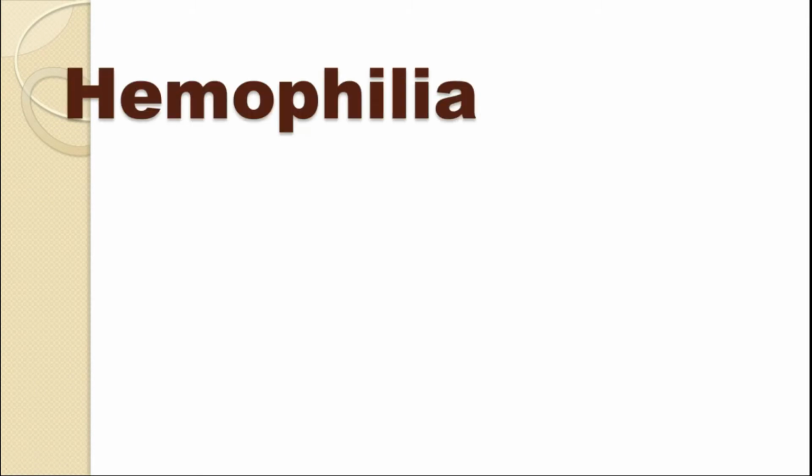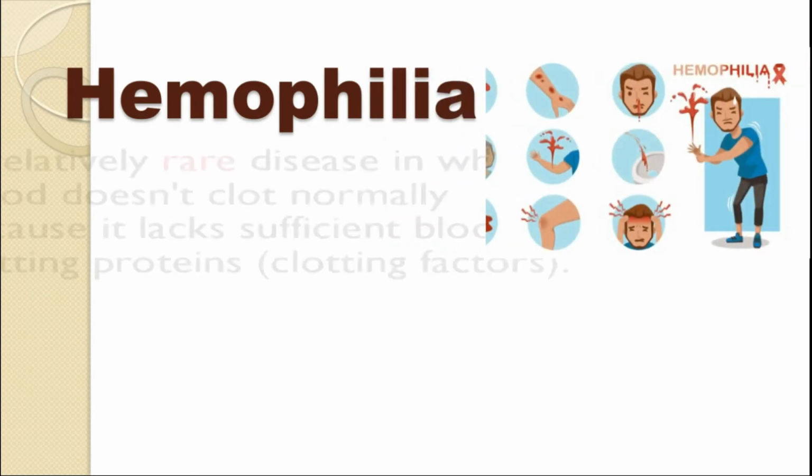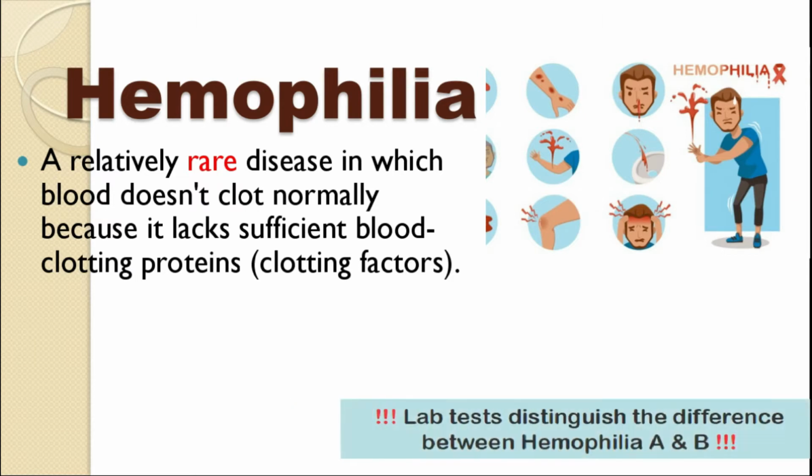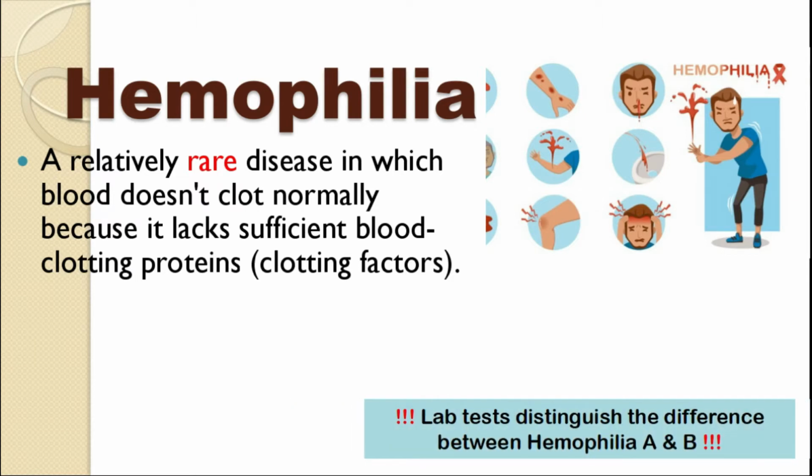Now, let's move on to hemophilias. Hemophilia is a relatively rare disease in which blood doesn't clot normally because it lacks sufficient blood clotting proteins or clotting factors. There are two inherited disorders. They can either be hemophilia A and hemophilia B. They are clinically indistinguishable, although they can be distinguished by laboratory tests.